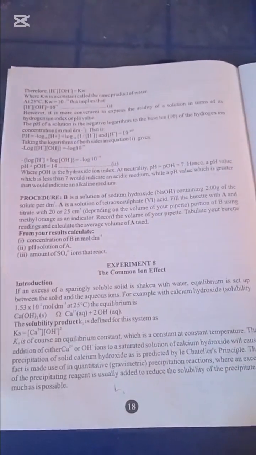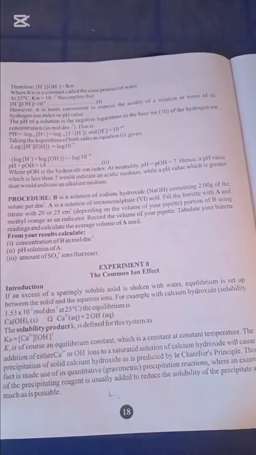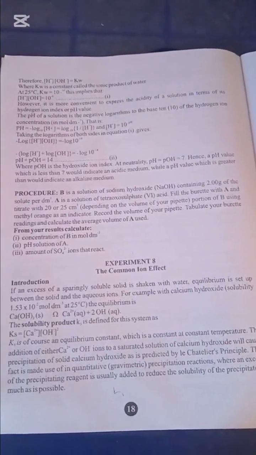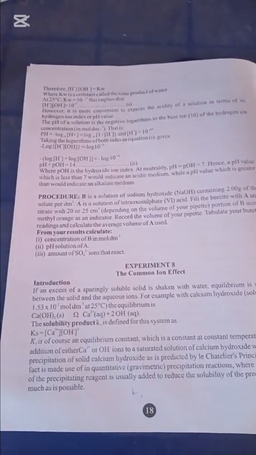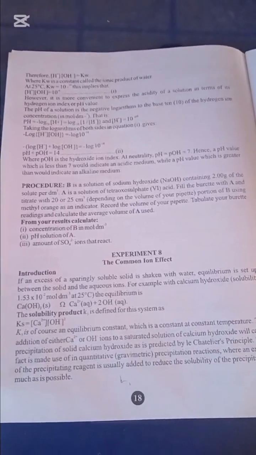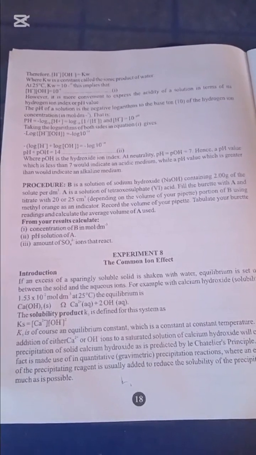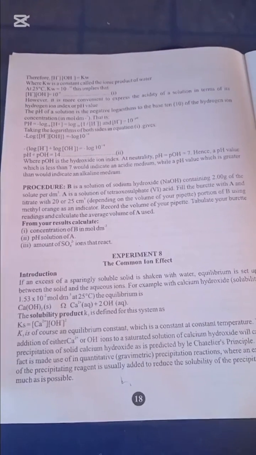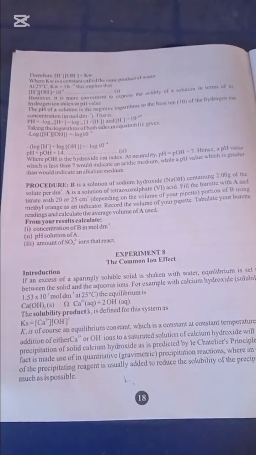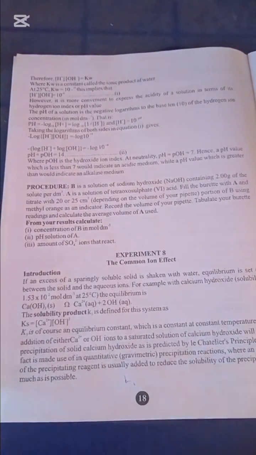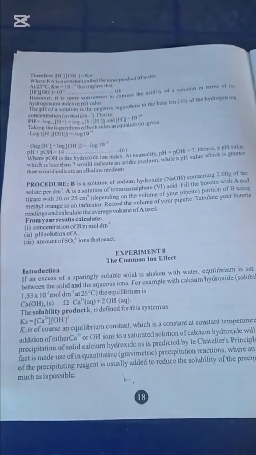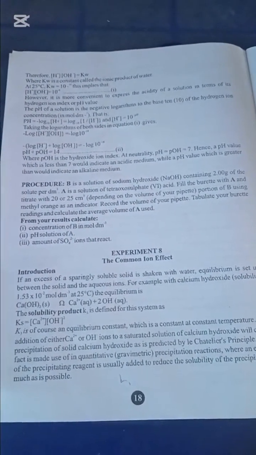So here, we are using 20 cm cube as the volume of B. From our result, we are asked to calculate the concentration of B in mole per dm cube, the pH of solution A, and the amount of the SO4 ions that react. So we are going to do it quickly.